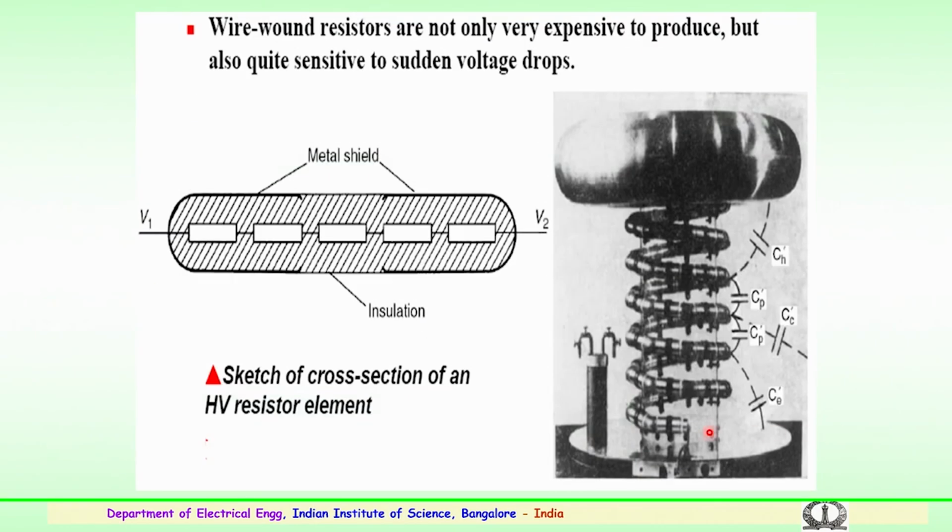For that, wire wound resistors are not only expensive to produce, but also quite sensitive to sudden voltages. That is the reason it is being tried with a metal shield, where this is a cross section of one of the high voltage resistor elements, a number of resistors, and the divider is built in such a way that the stray capacitances are taken care of. You can see the stray capacitance from the ground between the units and between the metallic objects, that is, the topmost conductor. So, these have to be eliminated so that the divider gives accurate values.